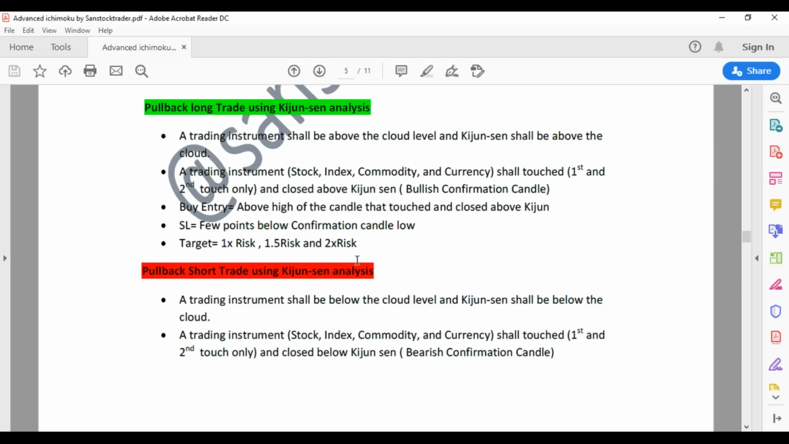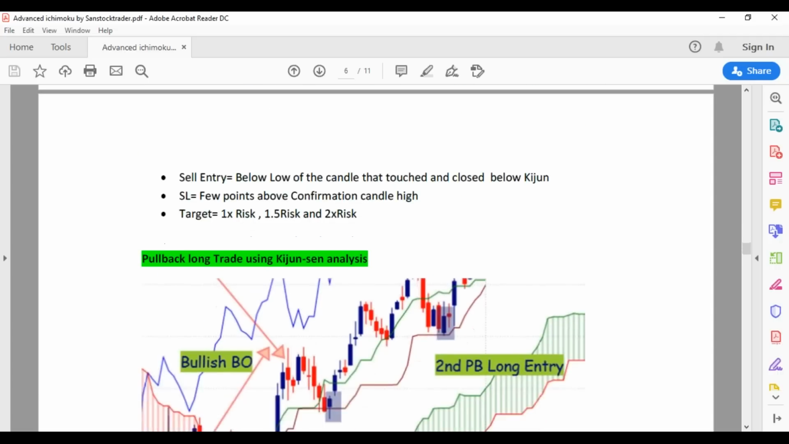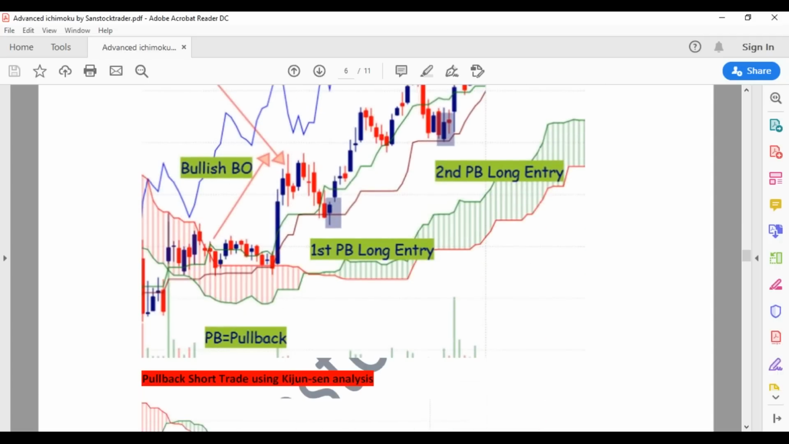Stop loss, same as previously explained, can be put a few points below the confirmation candle. Targets are 1R first, then 1.2R, and the third is 2R. Same, let's understand this with the chart. So first of all, here we can see the price. Here, see, price is above the cloud, but not the Kijun-sen. Kijun-sen is still inside the cloud.